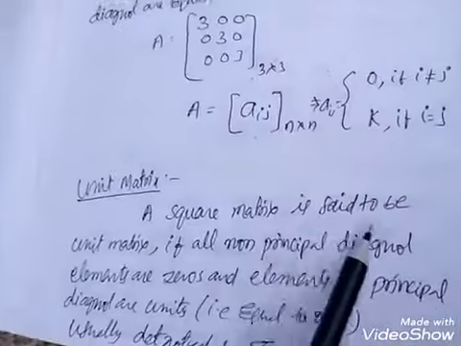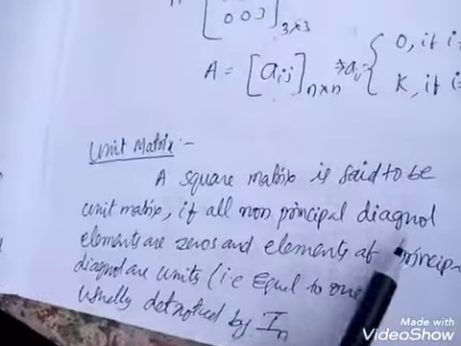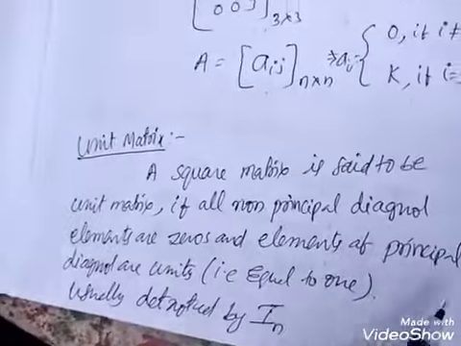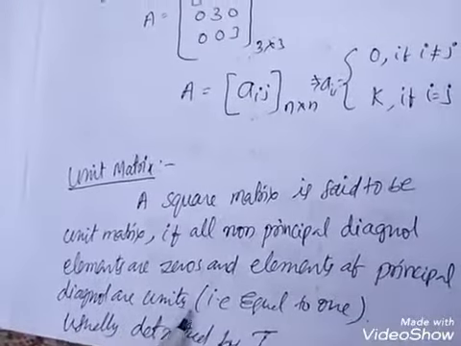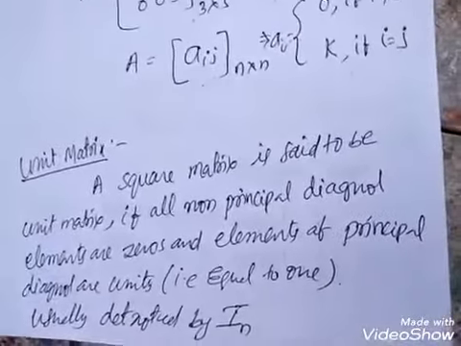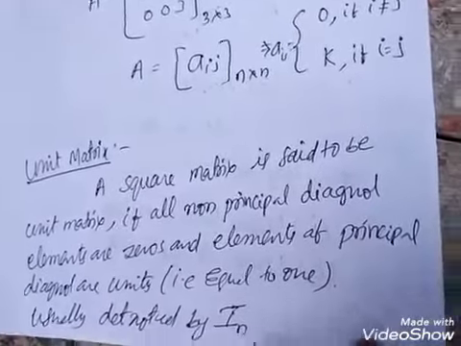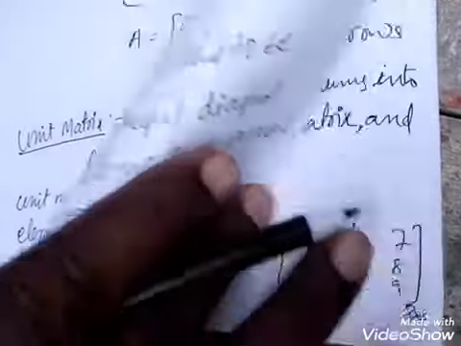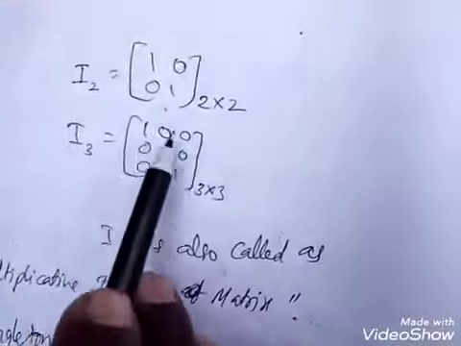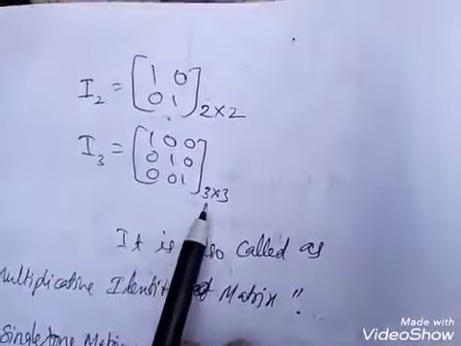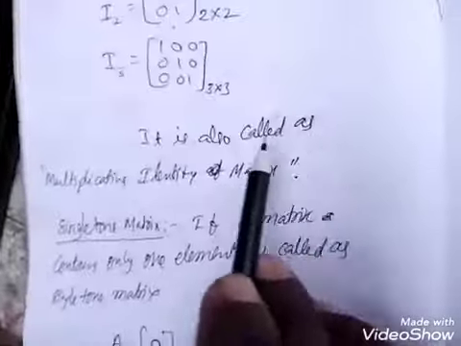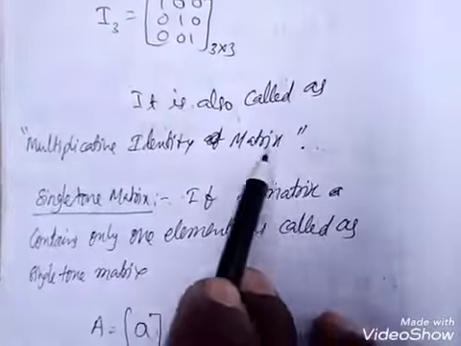A square matrix is said to be a unit matrix if all the non-principal diagonal elements are zeros and the elements of the principal diagonal are unity, that is equal to 1. It is usually denoted by In. I2 means 1 0, 0 1, and I3 means 1 0 0, 0 1 0, 0 0 1. This is the 3 by 3 matrix. It is also called the multiplicative identity matrix.